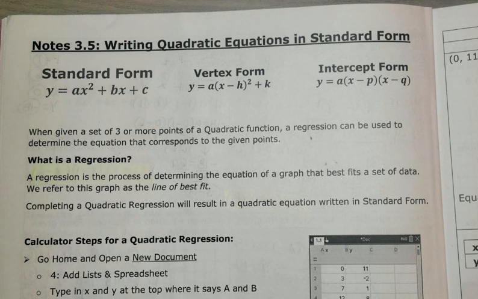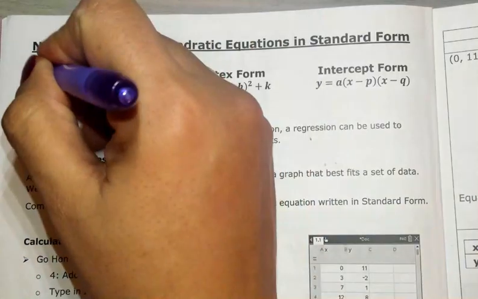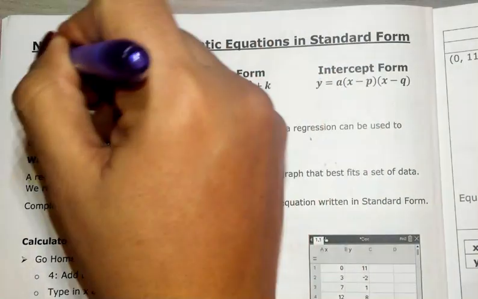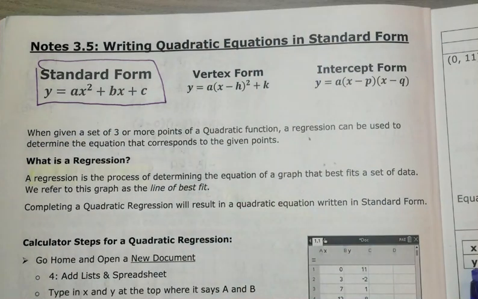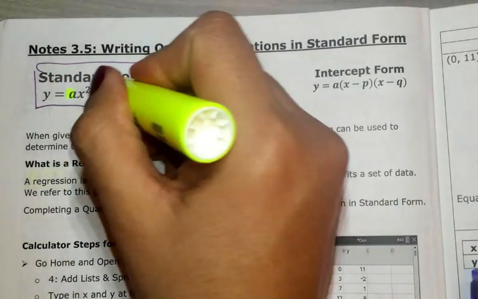Hey students, in this video I'm going to go over how to write quadratic equations in standard form. When we write equations in standard form for quadratic equations, we need three values: the a, b, and the c.